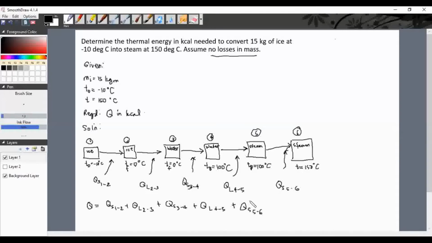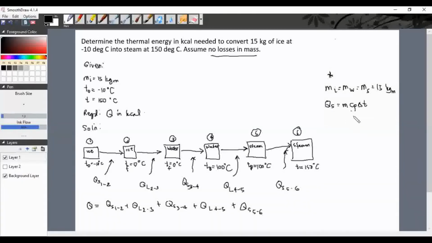Okay? Ano yung mga tatandaan natin? So, sabi, wala raw nawala sa mass. So, we recall that yung mass ng ice will be equal to the mass of water. Equal na rin siya sa mass ng ating steam, which is equal to 15 kilogram mass. Okay? Ano pa ang mga dapat natin tandaan? We recall do sa ating lecture that sensible heat is mass times specific heat, let's say at constant pressure, times change in temperature, delta T. No? So, kailangan natin ng CP.